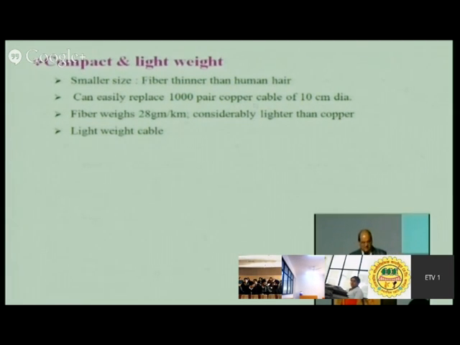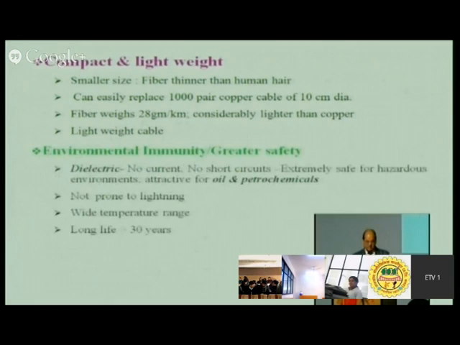Fiber weighs 28 gram per kilometer. It's a very lightweight cable, considerably lighter than copper. Even the cabling layer is all polymers, and the optical fiber is very light as compared to the copper cable. So they are very portable. As a result, they save a lot on transport and expense.